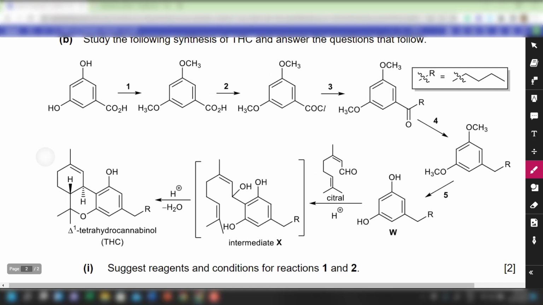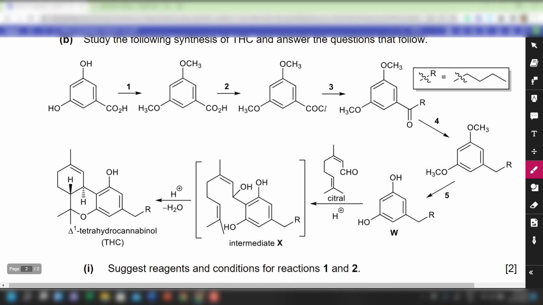So first of all, you have this molecule with 2 phenolic OH and a carboxylic acid, at the 1,3,5 positions. Reaction 1, you notice that after reaction 1, the 2 phenolic OH are being transformed into methyl ether. And then in step 2, you notice that the carboxylic acid is being transformed into an acyl chloride. And then in step 3, the acyl chloride is now being transformed into a ketone.